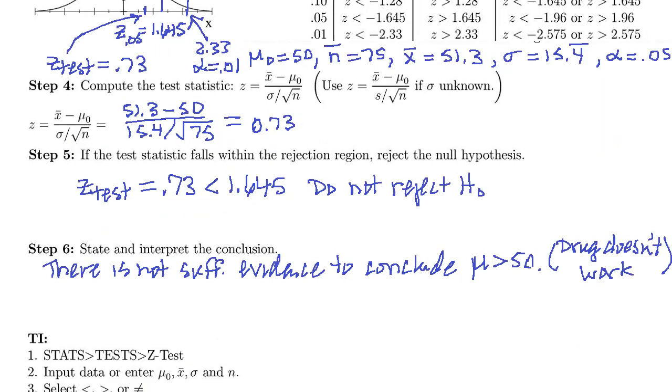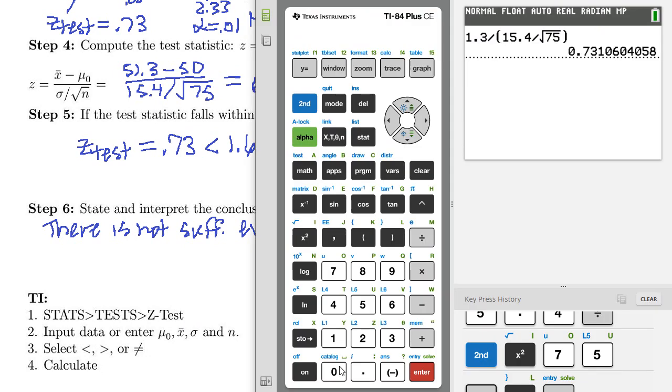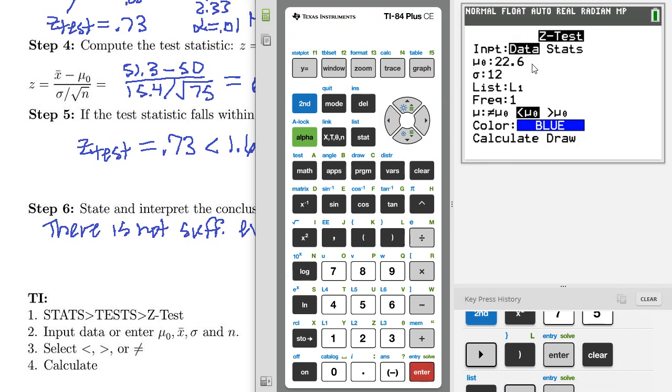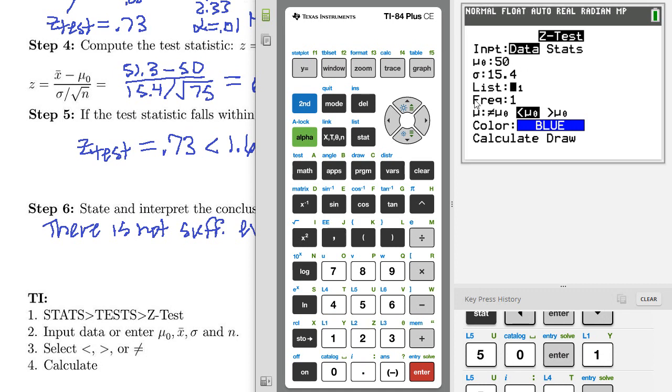And then to wrap things up here, we'll look at the TI commands to perform this test. So we want to go to the stat menu and then to tests, and we want to do a z-test, which is that first one. We're going to input summary data, so highlight data. Our mu0 is 50. Our sigma was 15.4, our population standard deviation. I'm sorry, we want to highlight stats, summary stats.